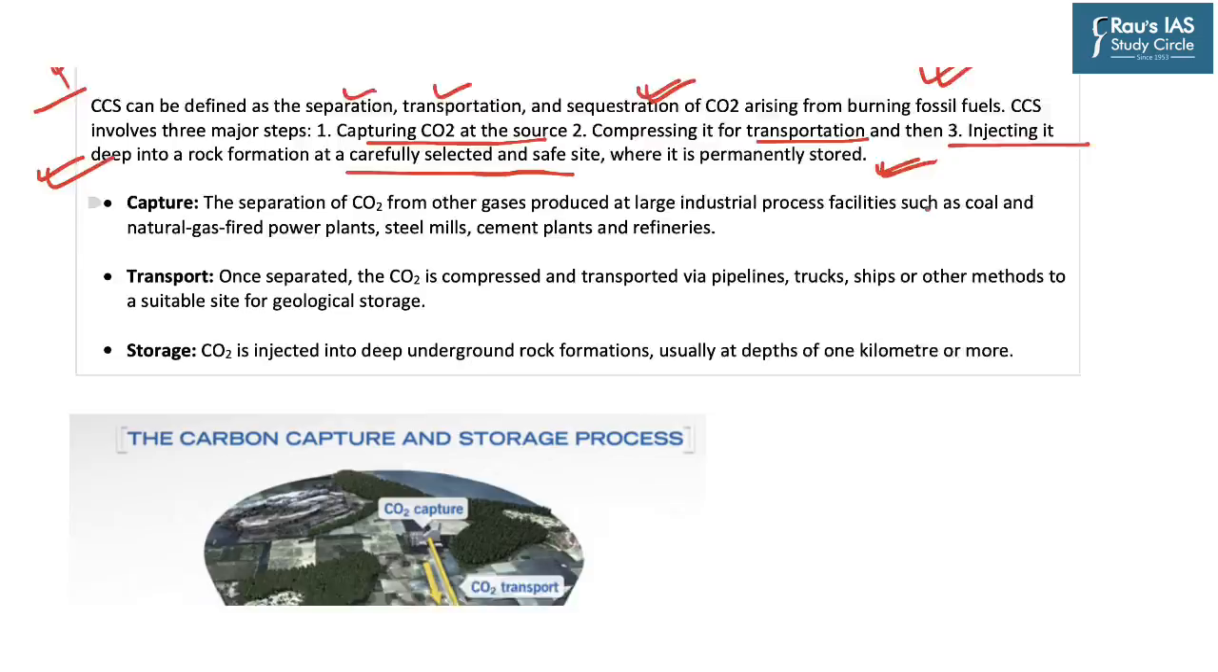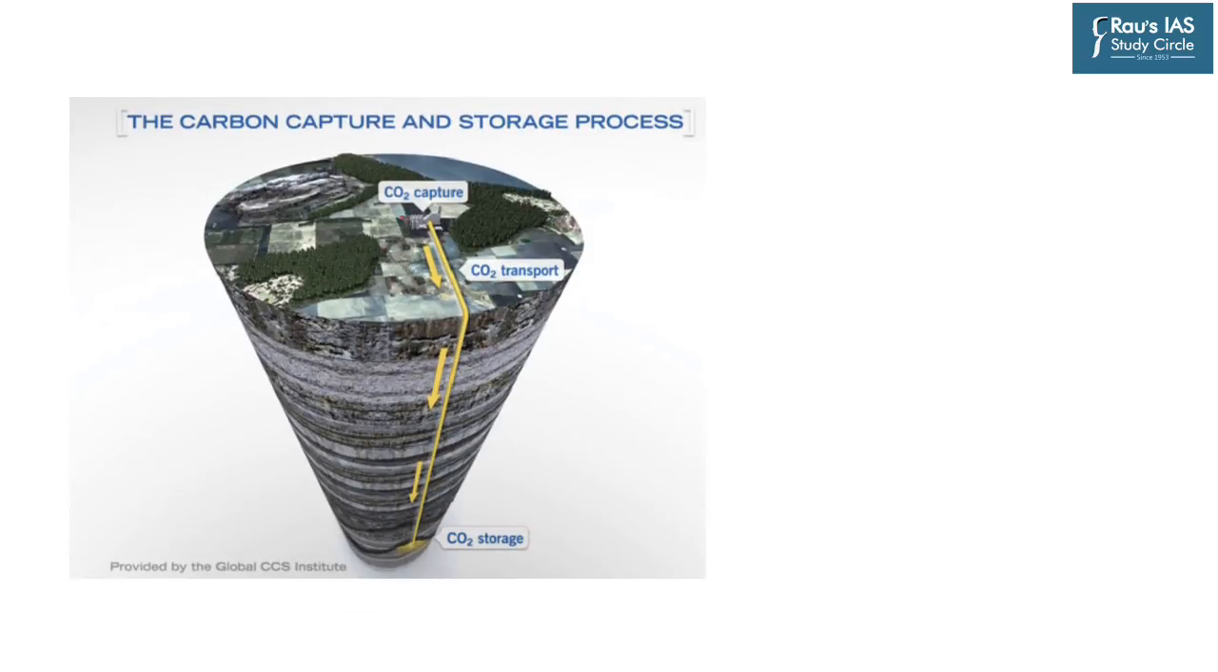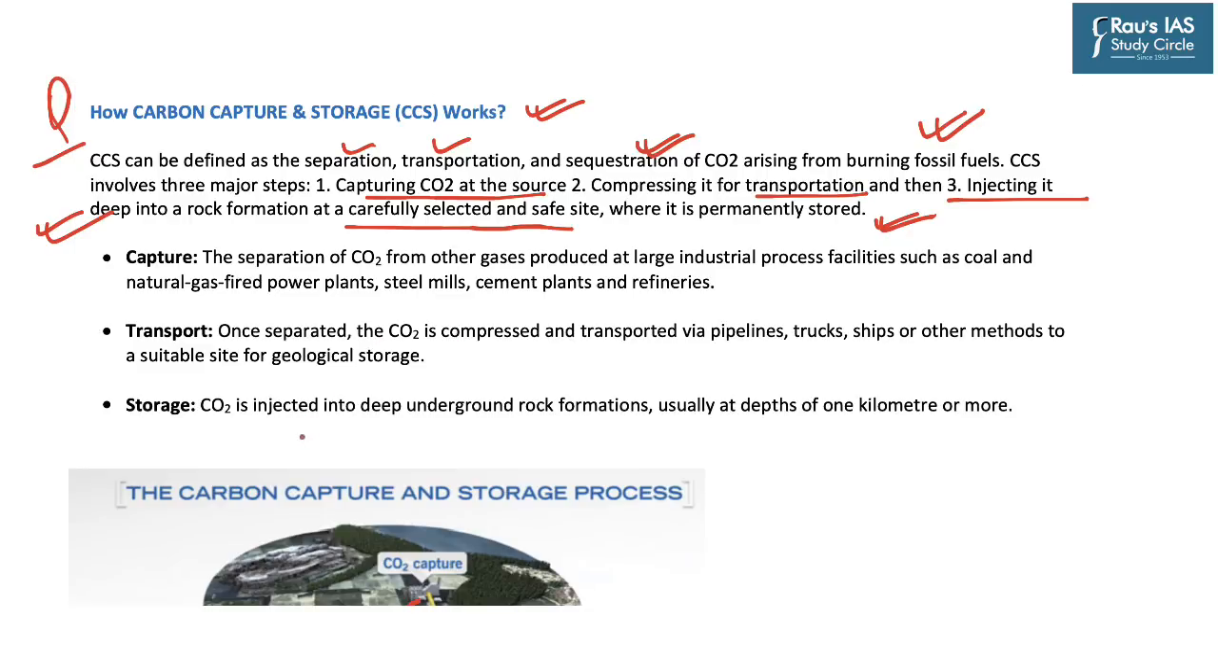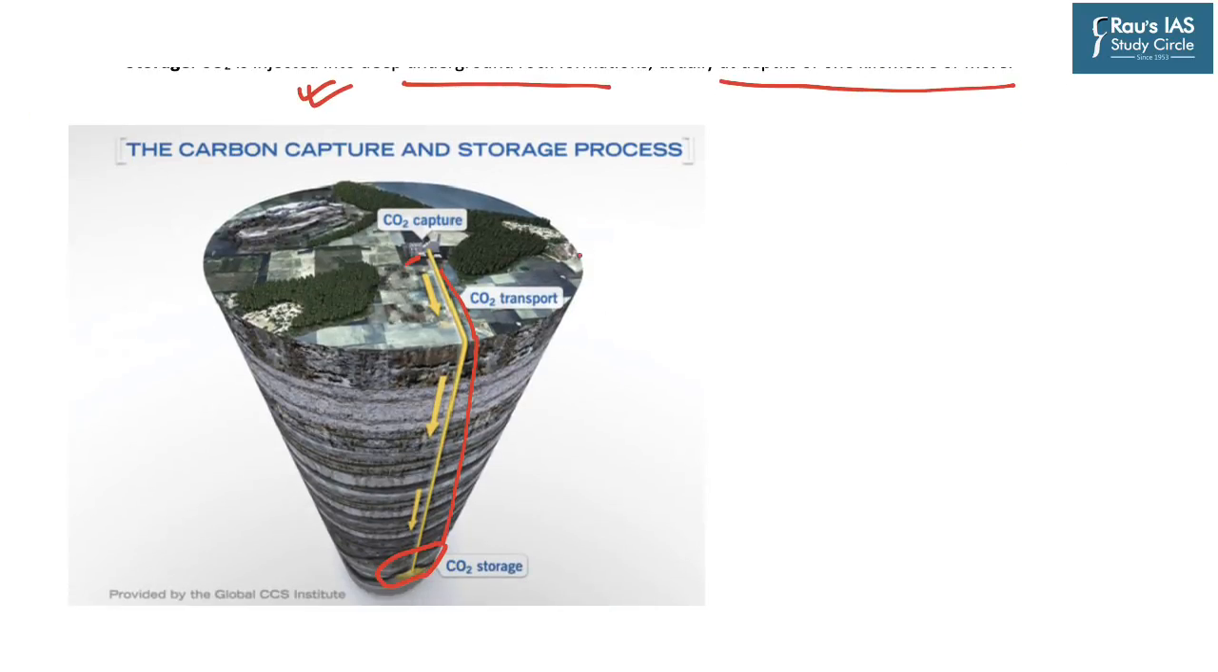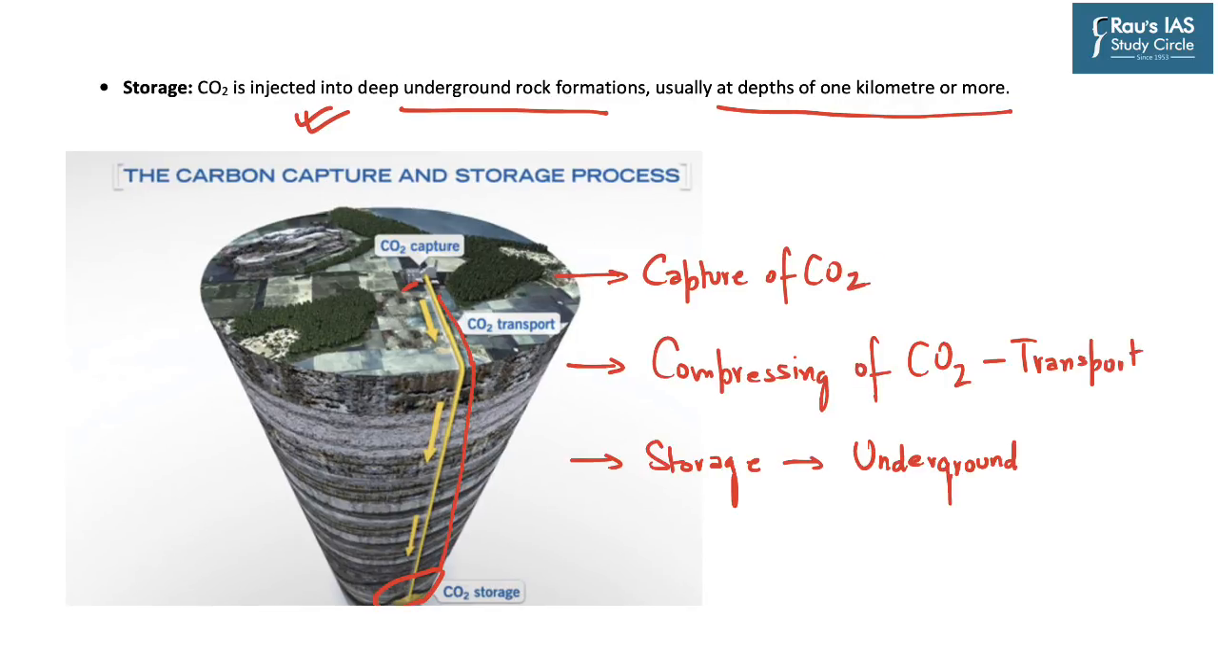can be permanently stored. So the process involves capturing of carbon dioxide at the source, compressing this carbon dioxide for transportation, and then transporting it to a location or site where it is permanently stored. So regarding storage, it says that CO2 is injected into deep underground rock formations, usually at a depth of 1 kilometer or more, as you can see in this particular picture. So the three processes with respect to carbon capture and storage include capture of carbon dioxide at the source, compressing of carbon dioxide for transportation purpose, and then storing the compressed CO2 at a site which is approximately a kilometer or more in depth within the rocks.